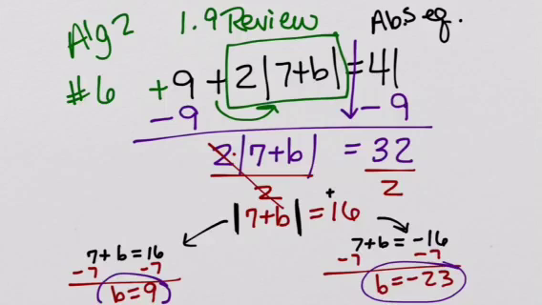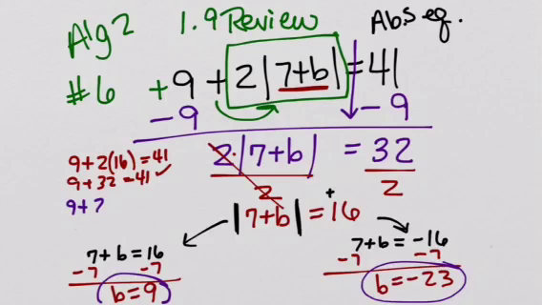So I'm going to just check them real quick. 9 plus 2 times, and it's 7 plus 9, so that would be 16, equals 41. So it's 9 plus 32 equals 41, so yes. Oops, not 44. 41, so yes, it does work. Let me check the other one.